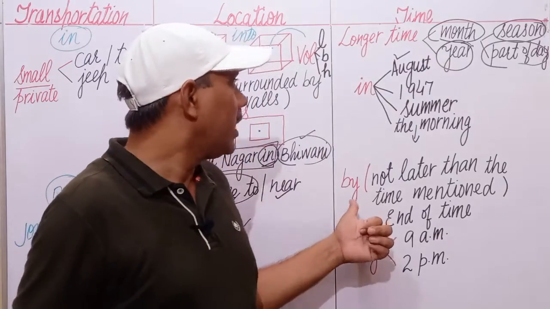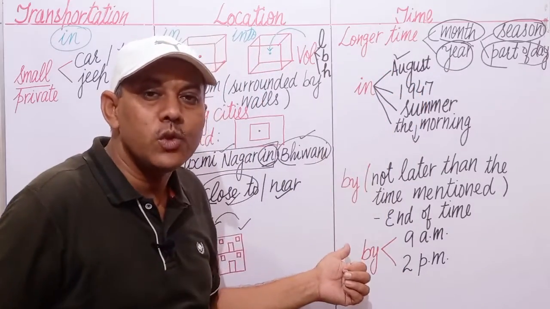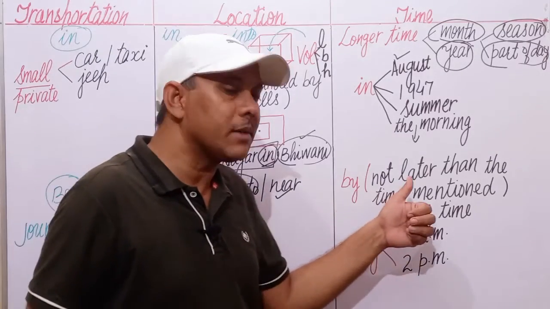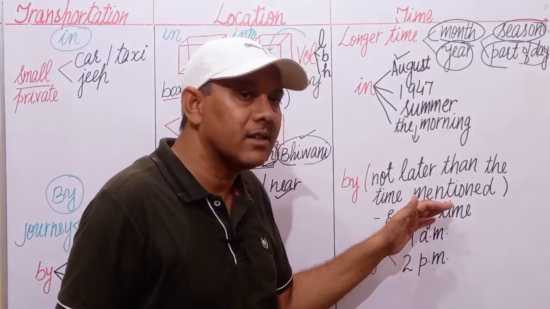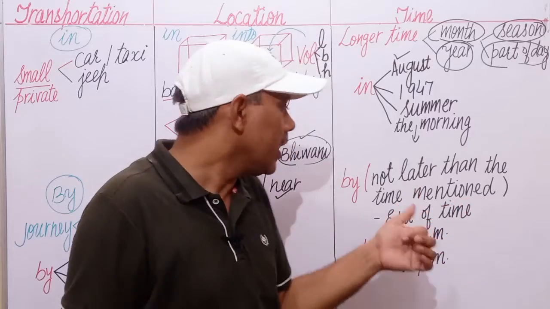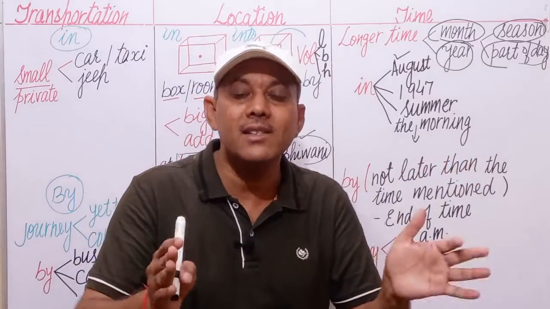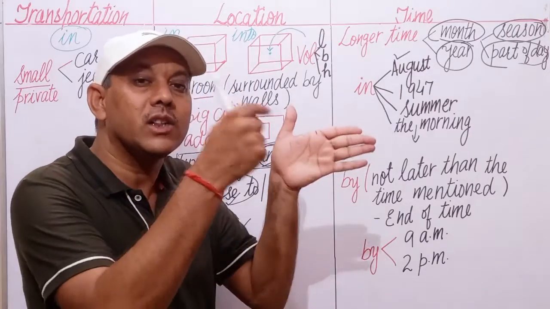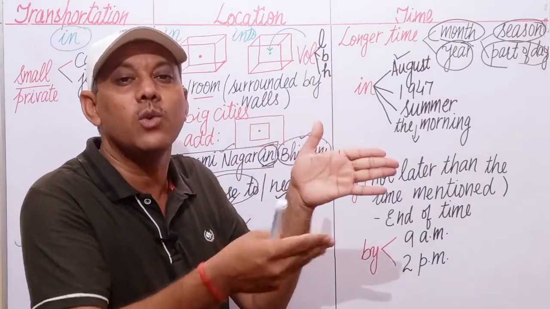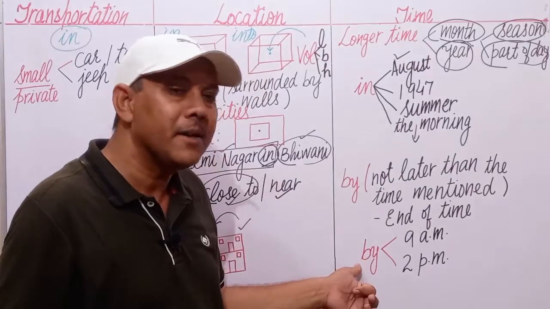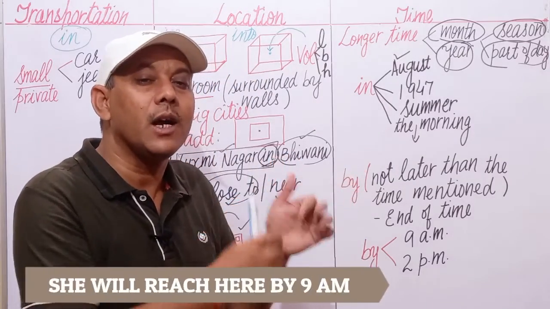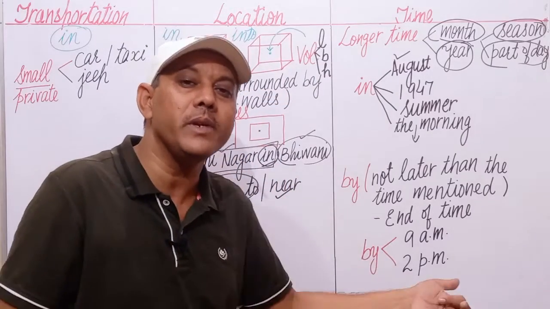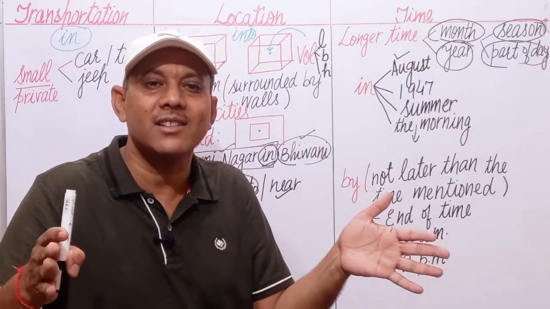In case of time, where do we use by? By is used for a particular time mentioned, end of the time, or not later than the mentioned time in the sentence. For example, she will reach here by 9 a.m. I will complete this work by 2 p.m. and not later than that.